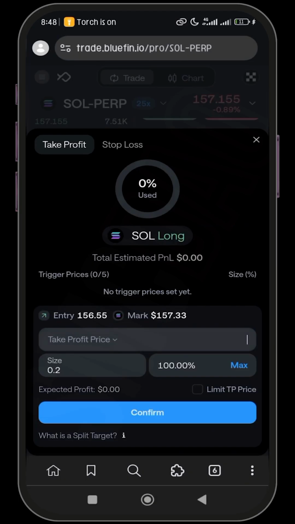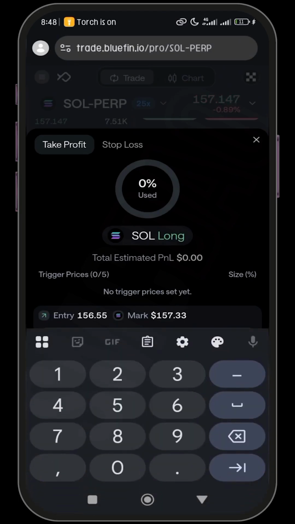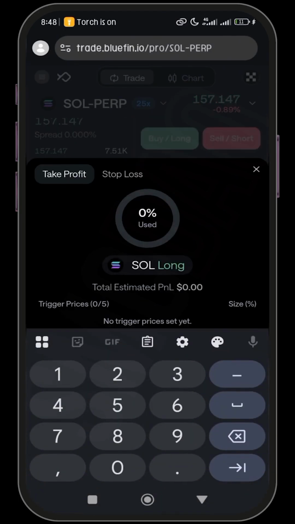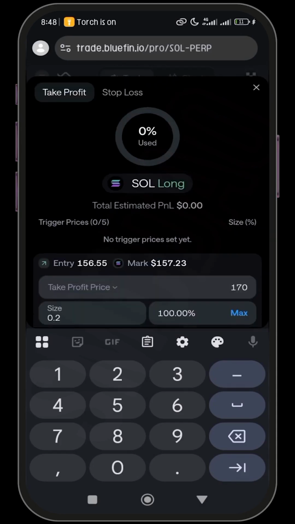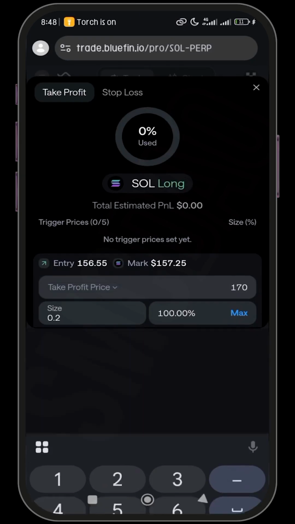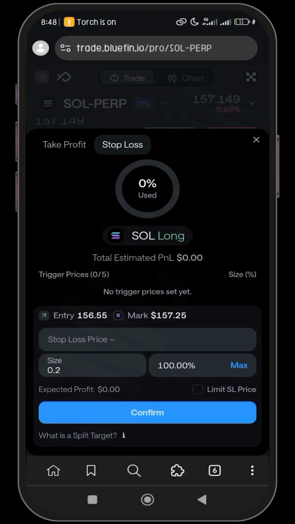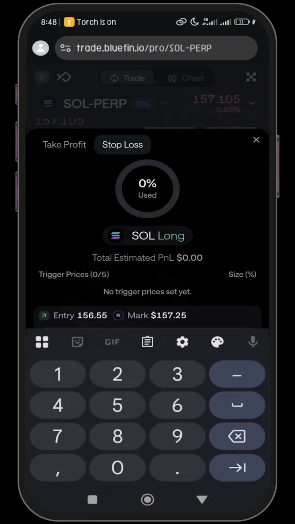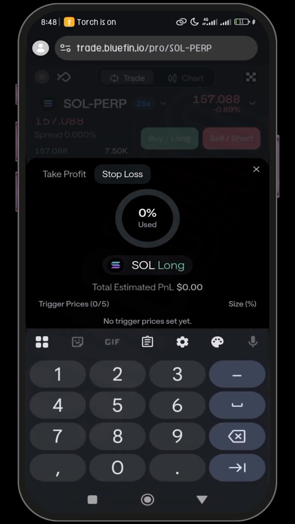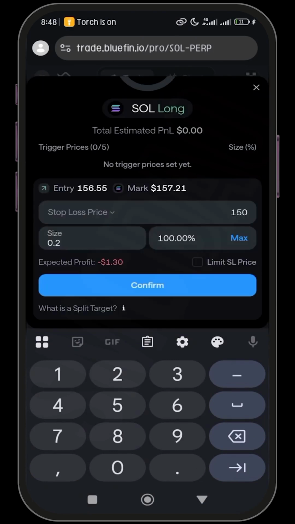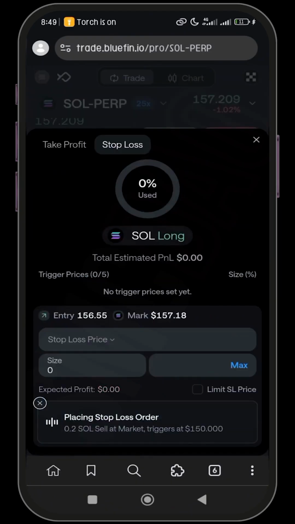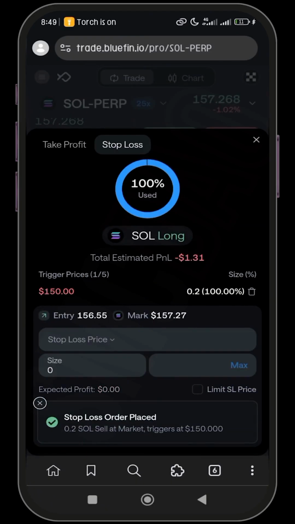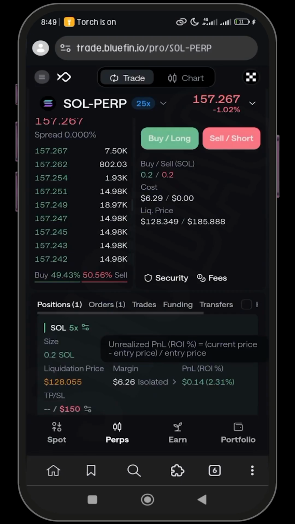Now let's set our TP to 170. Then our stop loss, tap on stop loss. Let's set our stop loss to 150. Then tap on confirm. So we have successfully set our take profit and stop loss, which means we cannot be liquidated. So that's how to trade on Bluefin.